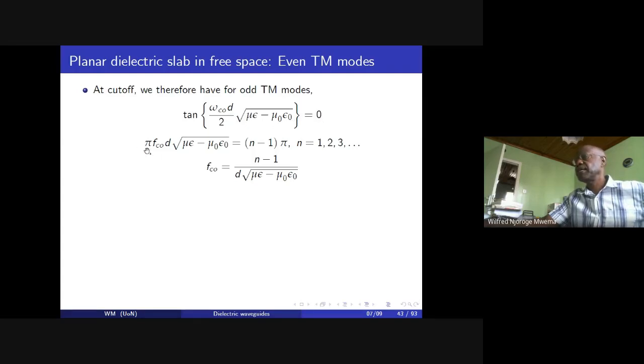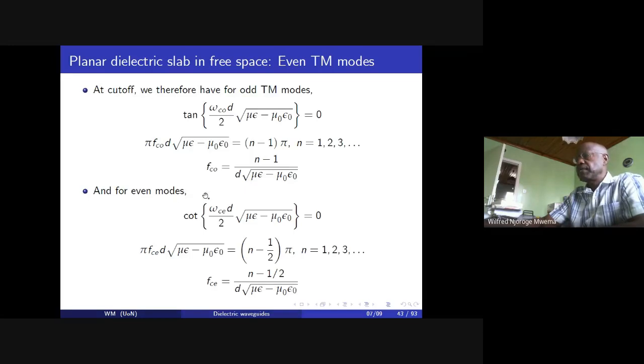Or in other words, we can write that in terms of the cutoff frequency fc naught, it must be equal to odd integers of pi, where n is equal to 1, 2, 3, and so forth. And therefore fc0, that is for odd TM modes, the cutoff frequency is just going to be given by n minus 1 over d root mu epsilon minus mu naught epsilon naught, with epsilon being epsilon naught epsilon r.